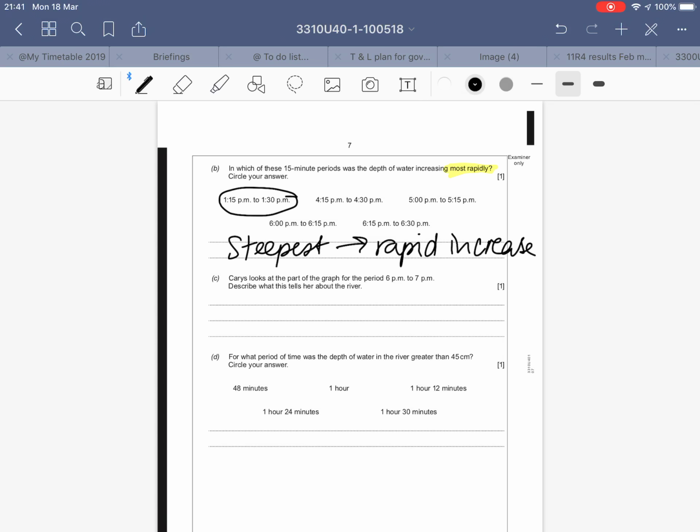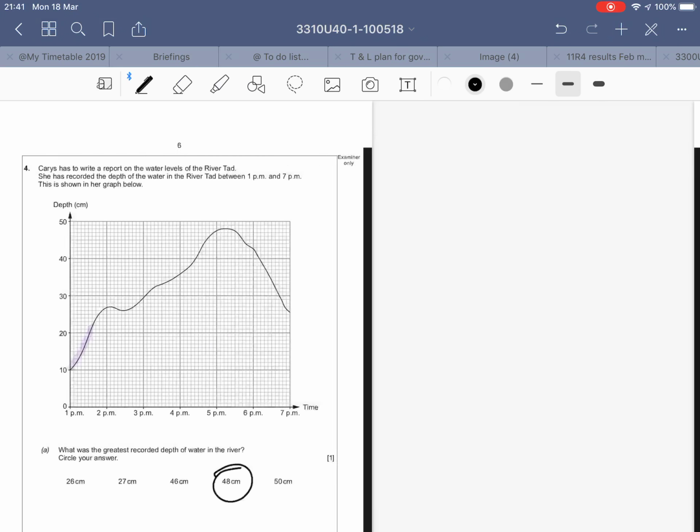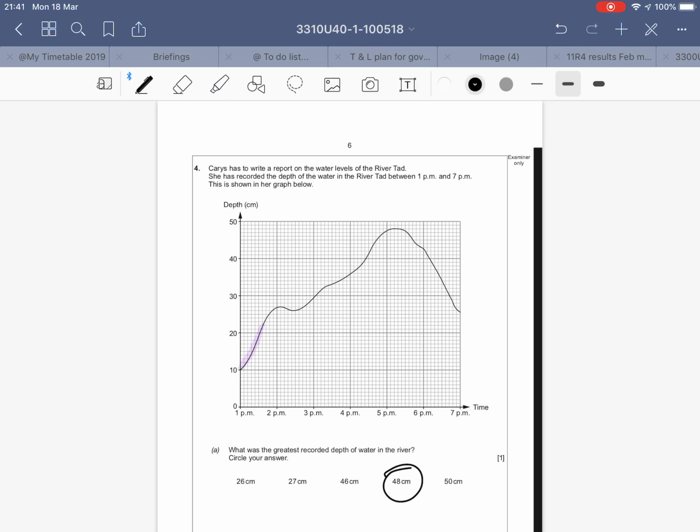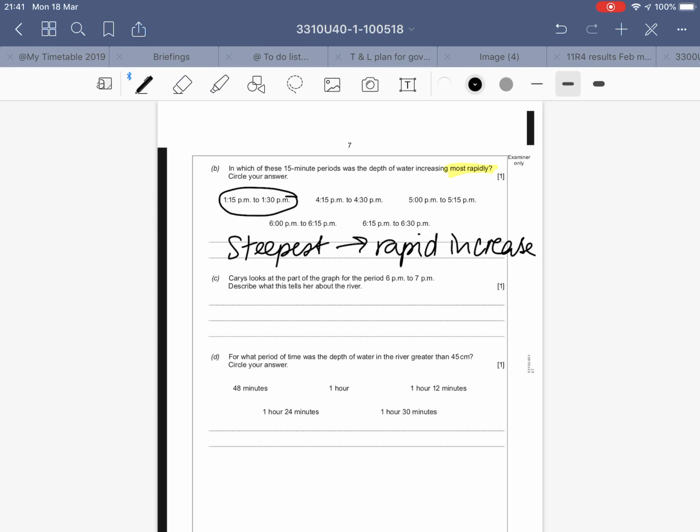Part C. Caris looks at the part of the graph for the period 6 p.m. to 7 p.m. Describe what this tells her about the river. Between 6 p.m. and 7 p.m. Here's between 6 p.m. and 7 p.m. And instead of there being a rapid increase, this would be what we call a decrease.